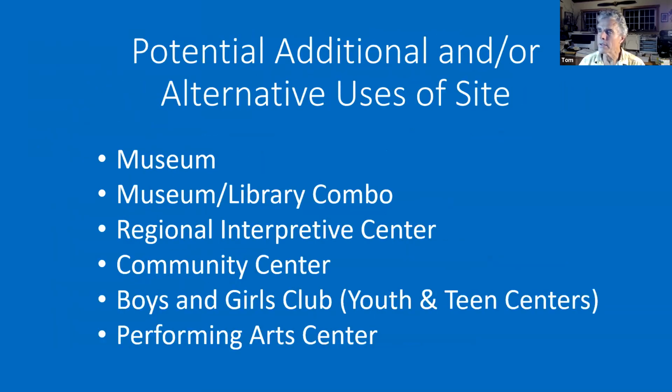The next segment has to do with potential additional or alternative uses of the site. The possibility of the museum relocating there, the possibility of a museum library combo, or just the fact that the library already is next door, a possible regional interpretive center. The city's been talking about a new community center for a very long time. Recently, the Boys and Girls Club has been talking about wanting a venue of their own. And then there's the idea of the Performing Arts Center, which has been bouncing around for several years now and hasn't really landed, and a number of sites have been considered.